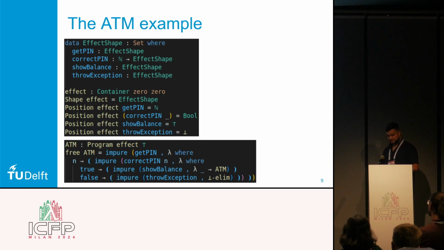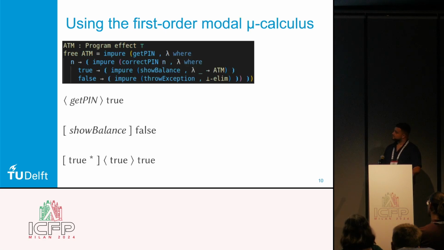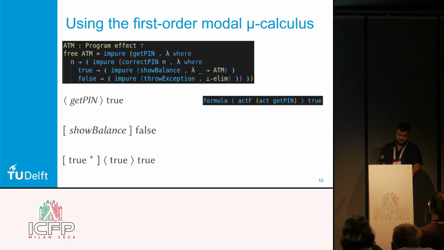And now let's see how we can use the modal mu calculus to reason about such programs. So this is the code, and these are the three properties that we have already seen. In our framework, this is how we would express the property that the get pin is possible to be executed in the initial state. So the first operation is get pin. As we can see, there is a very clear similarity in the syntax between the actual definition and the one in the framework. We just need a little bit more constructors in our definition in order to account for the necessary additional data types.